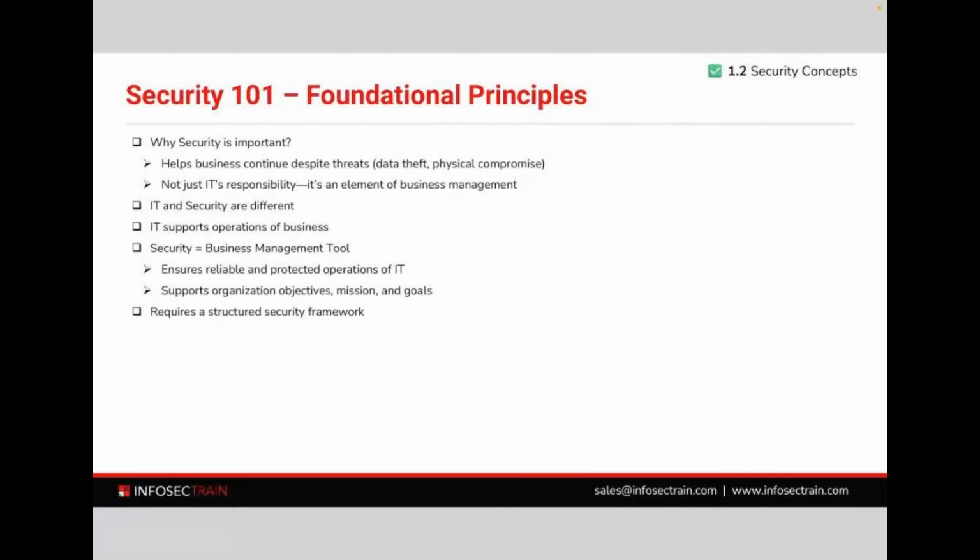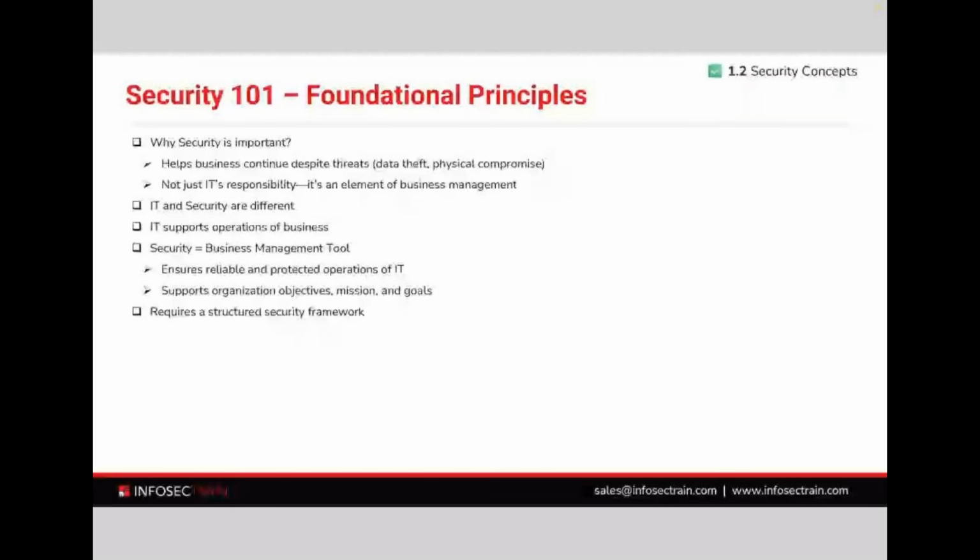Security is an element of business management. It is not an IT activity, right? So a lot of people think that security is a cost or security is technical stuff, right? Of course, it is technical, but more than technical, it is a business managerial tool, right? It's a business management tool because what you're doing at the end of the day is ensuring that the business is resilient and operational, right?